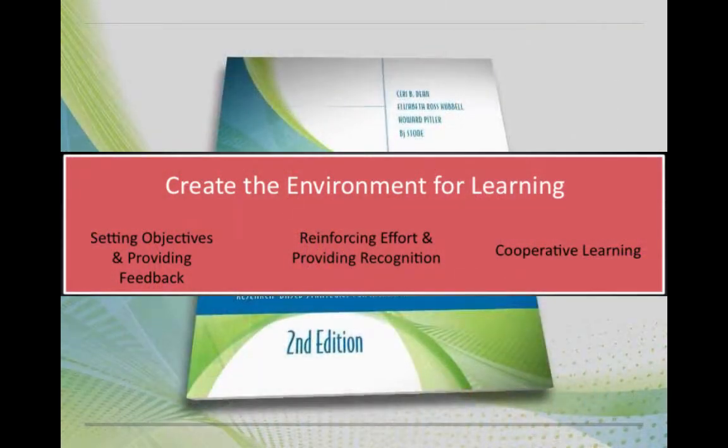Well, the first section of our study deals with creating the environment for learning. And the first element of that is setting objectives and providing feedback. You see, objectives are like that map that you have. The map tells you and the students where you're going. Students will then know how the learning activities fit into the plan. They're not doing things just to keep busy, but are heading toward a goal.